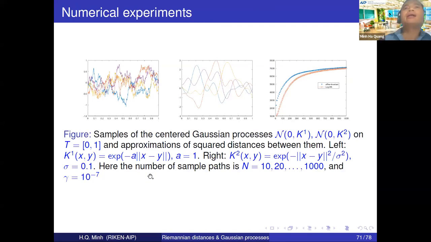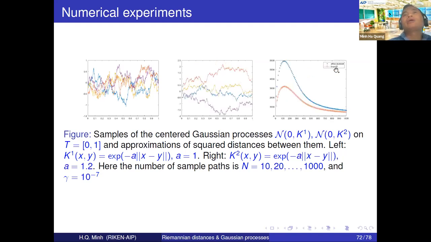Let's see a few examples. On the left-hand side, we have two Gaussian processes with covariance exp(-a|x-y|) on the interval from 0 to 1, with a equal to 1. This is a very familiar example of Gaussian processes. On the right-hand side, we have the Gaussian kernel, and the paths are very smooth. Here we show the Sinkhorn divergence, the affine-invariant and Hilbert-Schmidt distance. They are both converging to some value here.